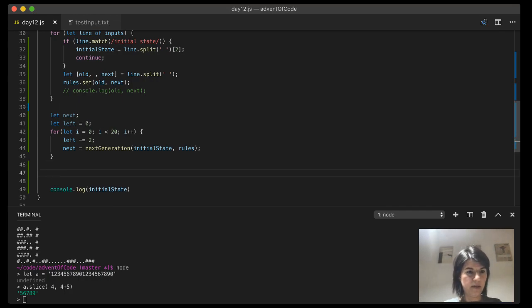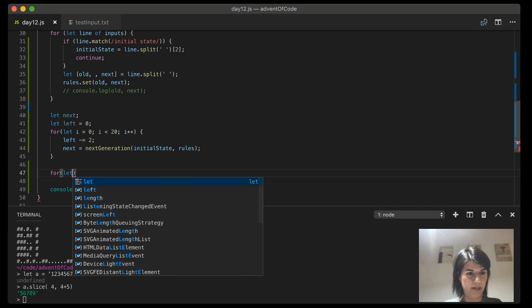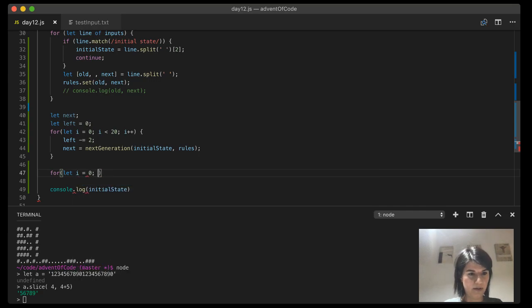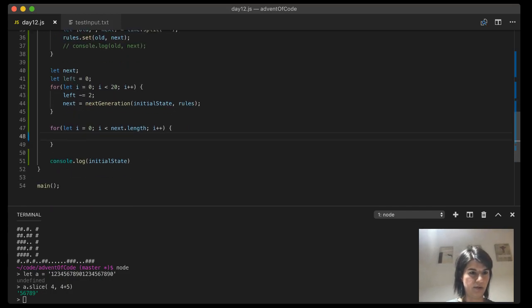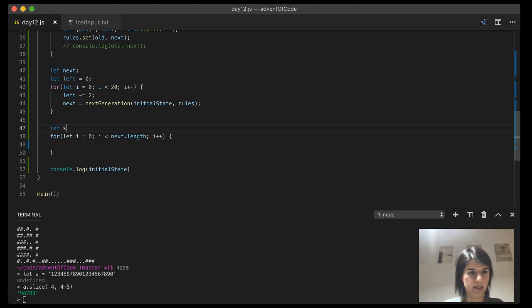Okay, so I have this, and now for let i equals 0, i is less than next.length, i plus plus. Okay, so now I'm going through the last generation. And if i is 0, then left is whatever that left number was at the end. So now I want let sum equal 0, and at the end I want to print the sum.